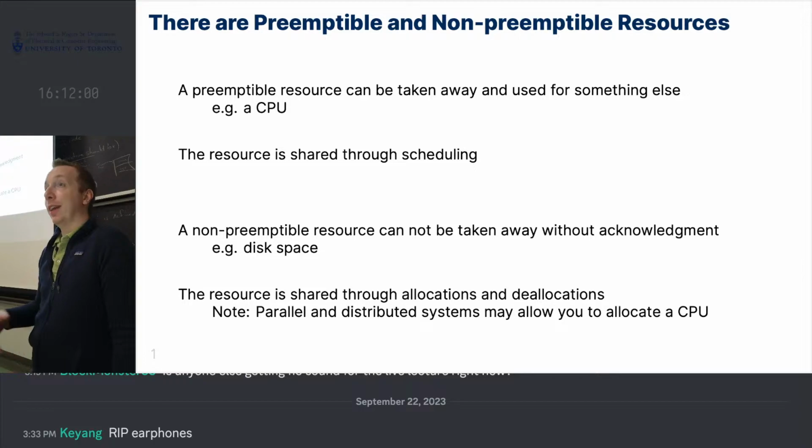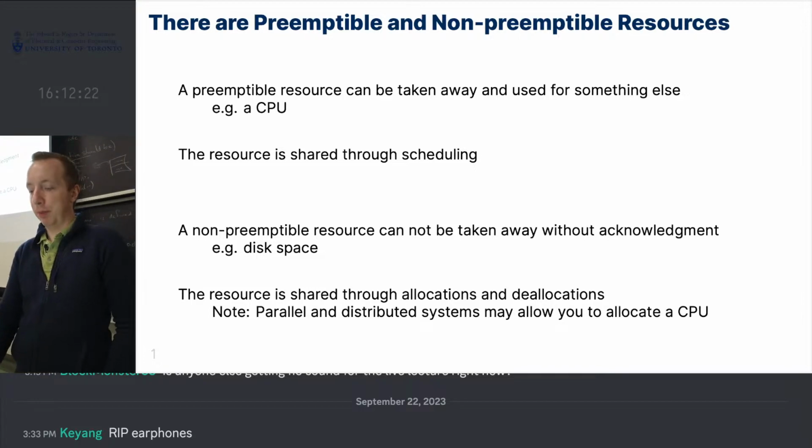There's an exception to this. With CPUs in super high performance computing, where you have to actually reason about how your CPU works, you may be able to schedule a CPU like a non-preemptible resource. You can say, hey, I need the CPU exclusively, and then you have it, and then you deallocate it when you're done with it. But that's only in super sensitive high performance computing. We're just dealing with general computing, in which case we can share CPU cores easily.